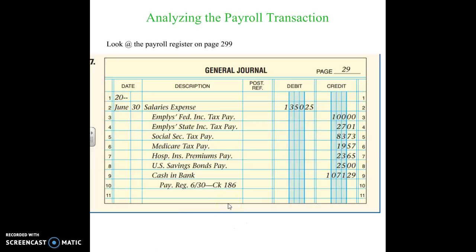Now, when the transaction is journalized, let's take a look at the payroll register on page 299 in your textbook. You can reference that back to this illustration. For this one, on June 30th, we are paying the salary for this particular pay period. So on June 30th, we are going to pay a total of $1,350.25 in salaries. And then we are also going to deduct all of the deductions. Deductions are right here. So salary minus these deductions is going to equal the cash in bank, which is the actual cash paid to the employees for their work during this pay period. These liabilities here will get paid later.